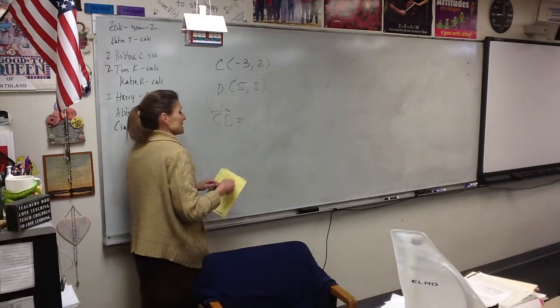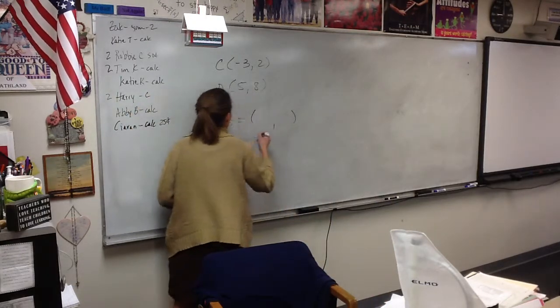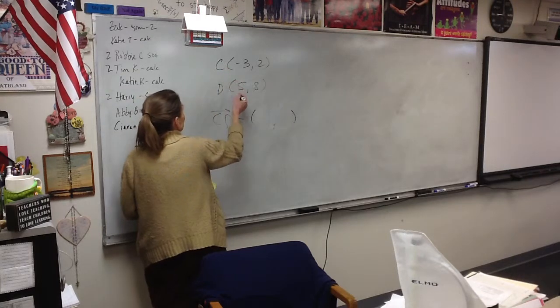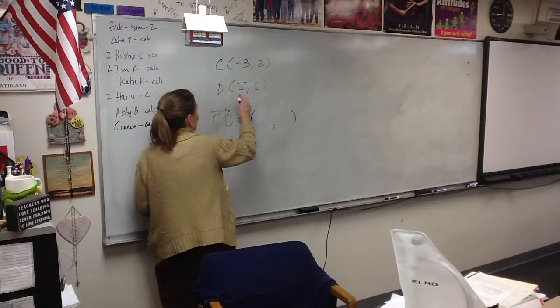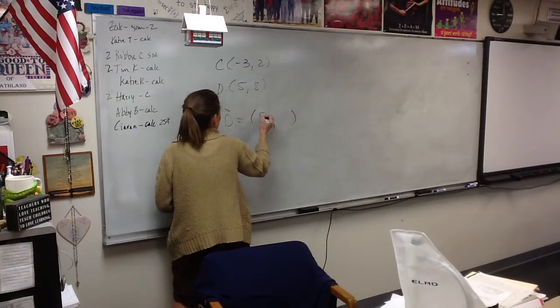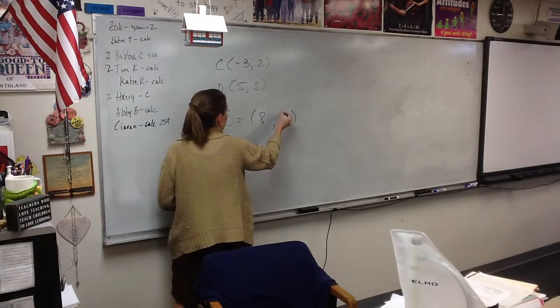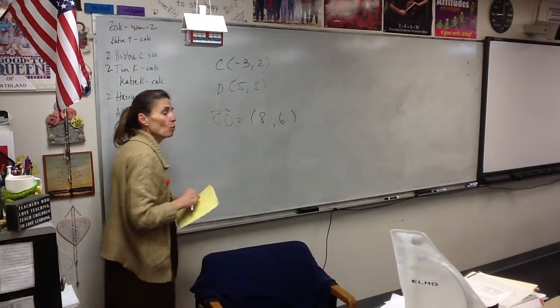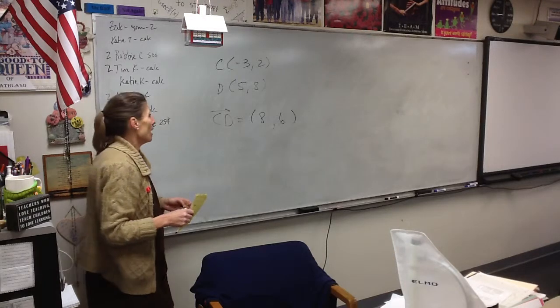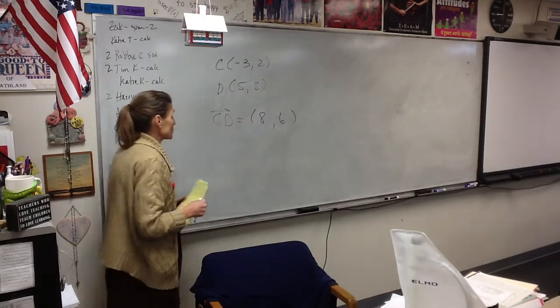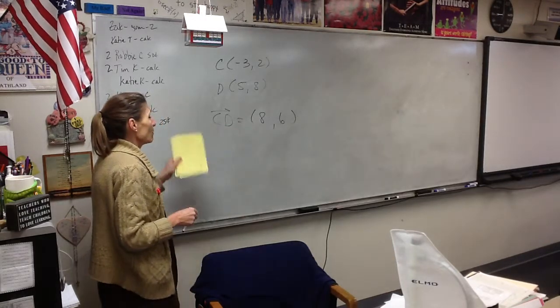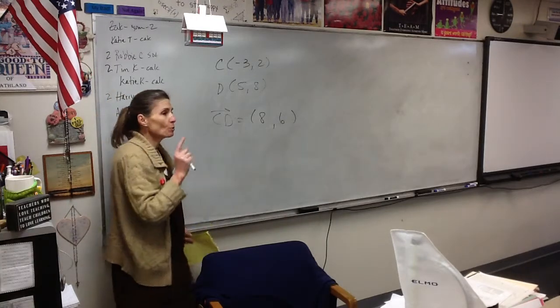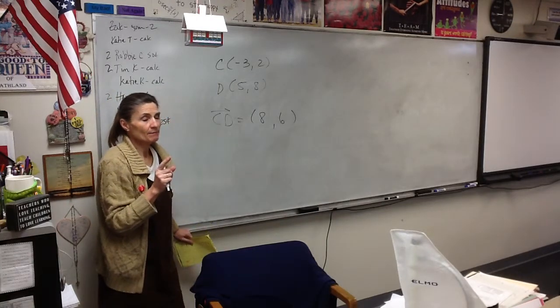From C to D, how would we move if we started at C and went to D? What do we do? -3 to 5 would be 8, and 2 to 8 would be 6. Those are called the coordinates of that vector. These are called the vector coordinates of the directed distance. Now, there are other ways to express that.